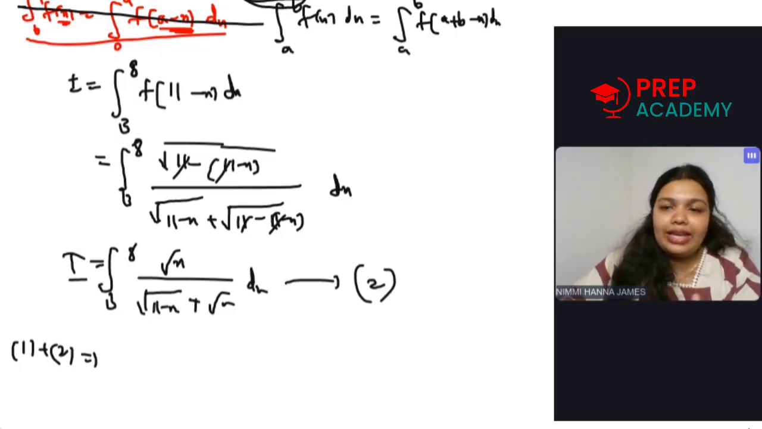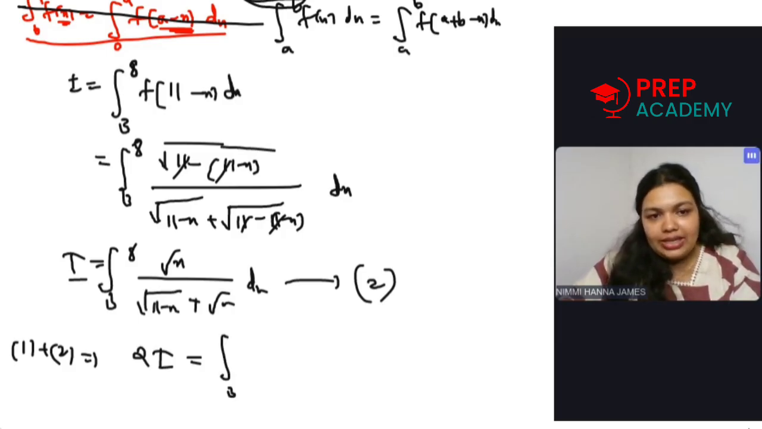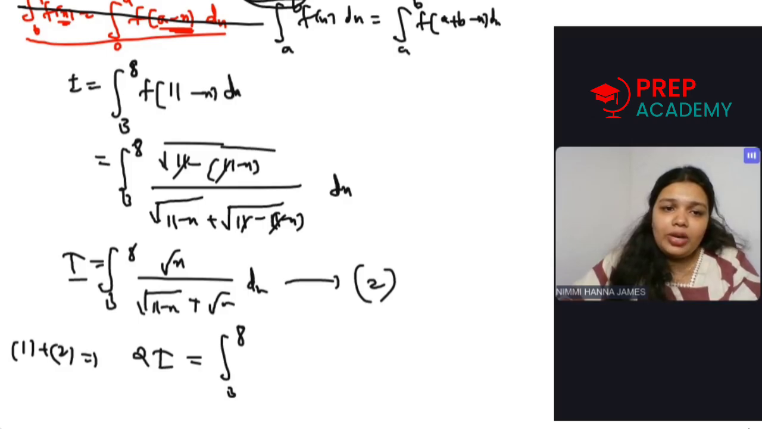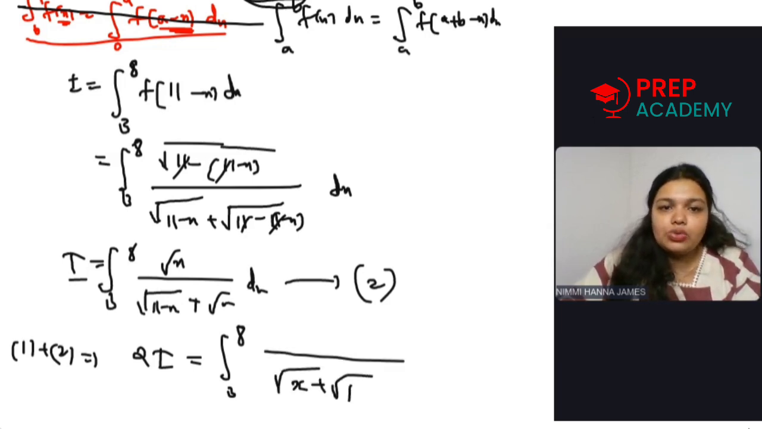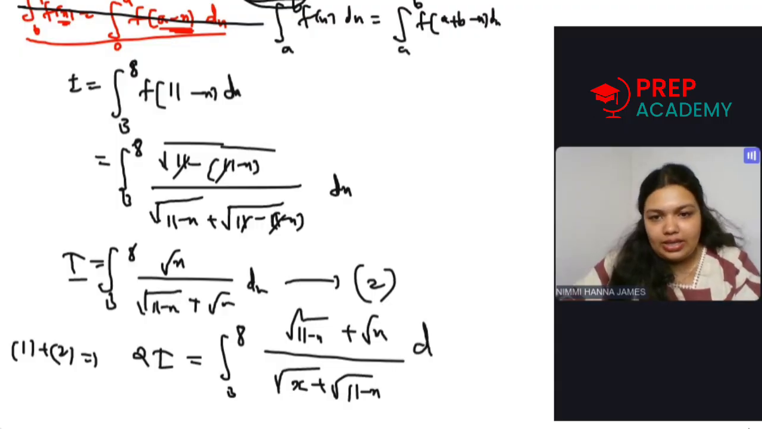So on the left side it was I and I, correct? So the left side becomes I plus I, which is 2I. On the right side the limits were the same, and look, the denominator is also the same. Here the denominator is root x plus root 11 minus x, and here also the denominator is root x plus root 11 minus x. So we can write a common denominator, root x plus root 11 minus x. The numerators are added, correct? So root of 11 minus x plus root x, dx.